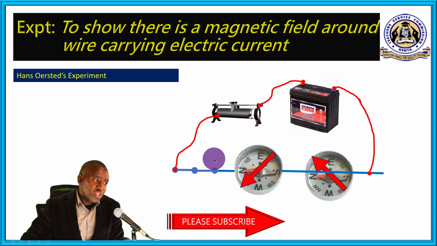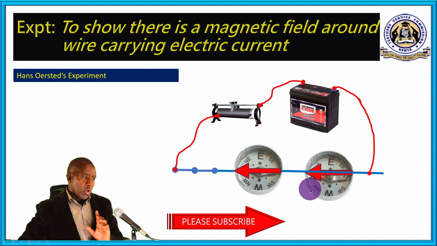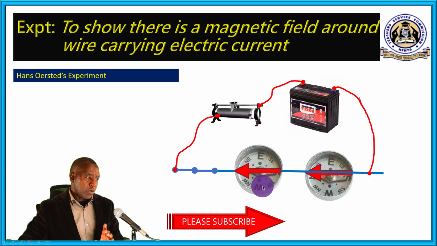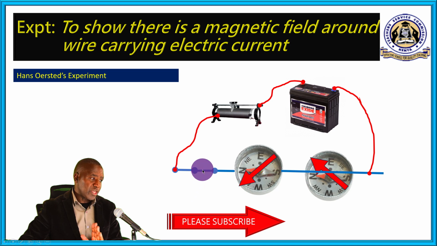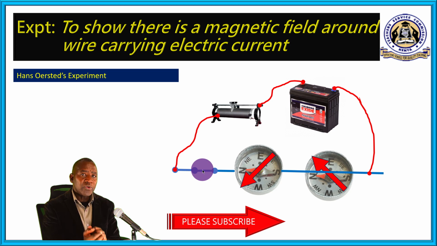There's something else which I should have pointed out in this slide. The first magnetic compass is put above the wire. The second magnetic compass is put below the wire. And now, when we switch on, this is what we are going to observe. Let me just go back there. We switch on. Current is now flowing in the wire, and we notice that the magnetic compasses deflect.